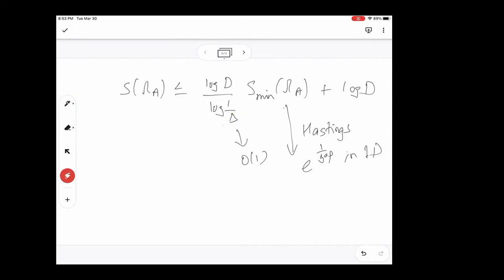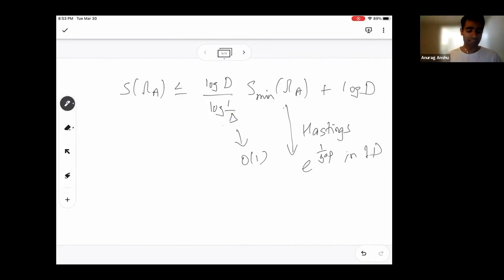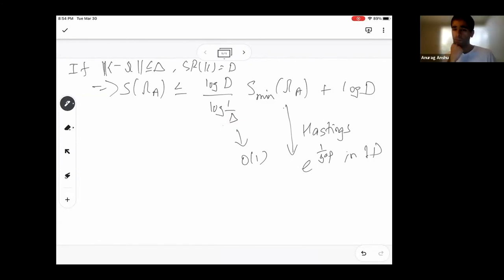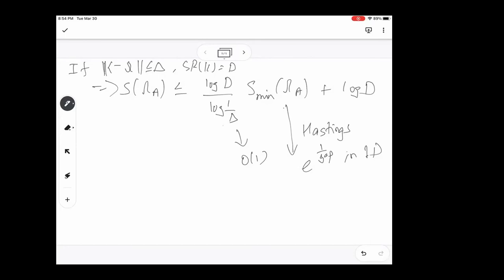This is not true in general, right? It's only if you have an AGSP. So if there is an AGSP K such that K minus the ground state is less than delta, and the Schmidt rank of K is d, then this happens. If you have an AGSP, then this holds. In general, bounding min entropy will not give us a bound on entropy. Sure, definitely.